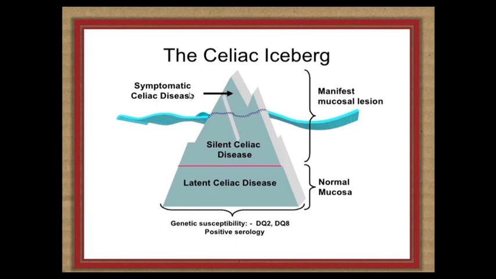So the apparent part is the symptomatic celiac disease. They have the symptoms and they have the mucosal lesion. And of course, the HLA type positive and the serology positive. The silent here is hidden. In silent, there are no symptoms, but the mucosal lesion is positive. And in latent disease, the mucosa is normal, but just the genetic susceptibility is positive, and the serology will be positive later on.